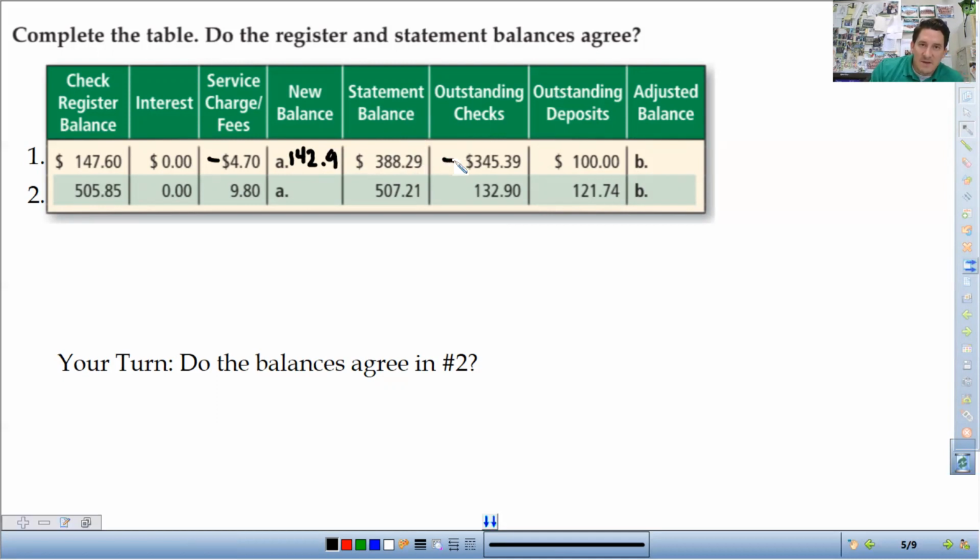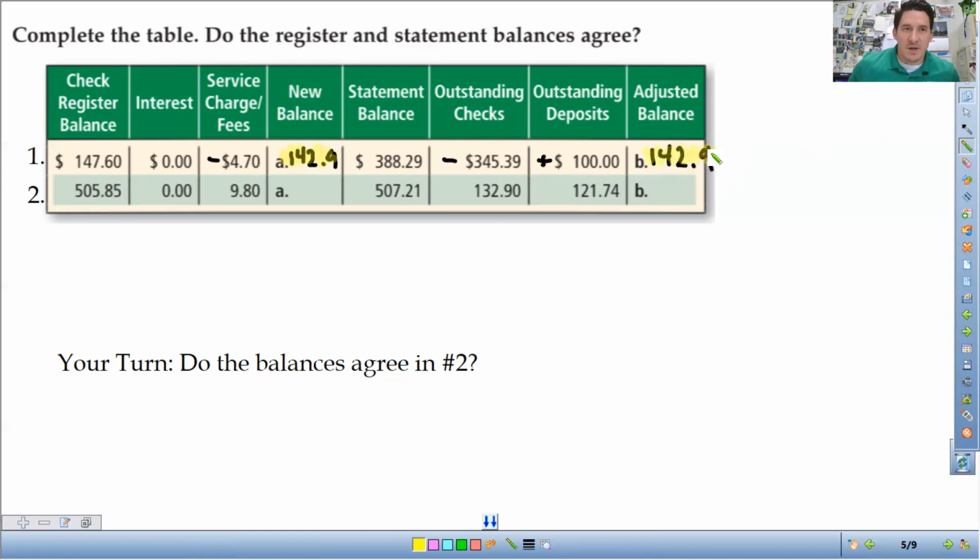These things are leaving, so you want to subtract this from the balance, and then deposits you want to add. So I would do 388.29 minus 345.39, and then plus 100. And that also comes out to 142.9. So if these match up, we say that the check register and the adjusted balance and the bank statement, they agree. So it's good. You know how much money you have in your account.